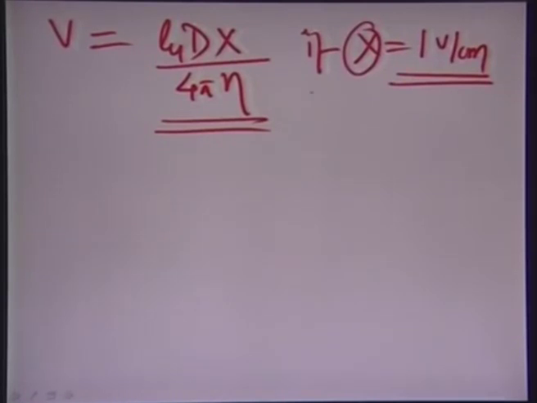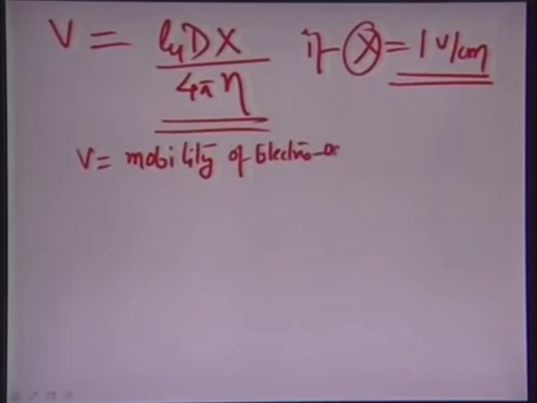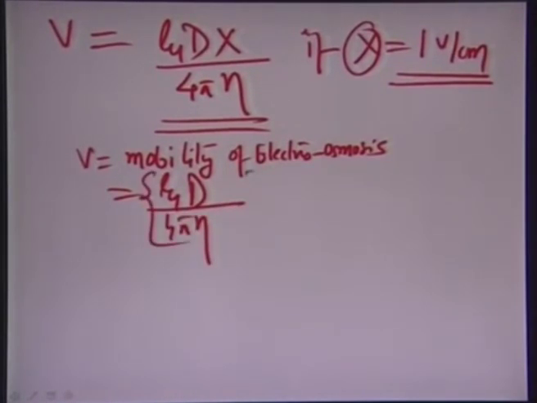And if we assume the field to be 1 volt per centimeter, or an electric field of unity value, then we are left with a velocity which is also known as the mobility of electroosmosis, or the electroosmotic mobility. Zeta D by 4 pi eta, okay. So it is essentially the velocity per unit electric field.